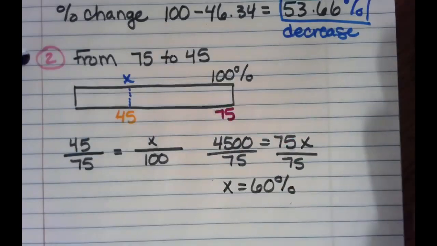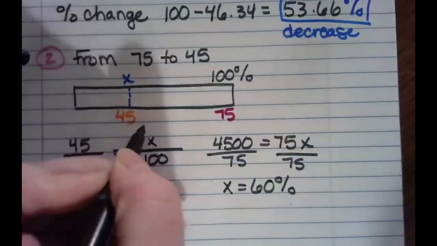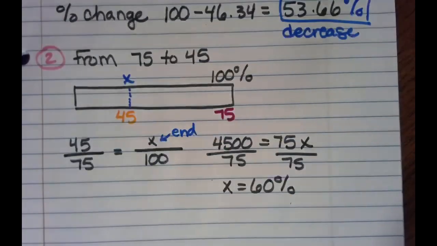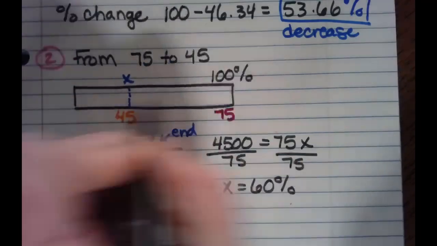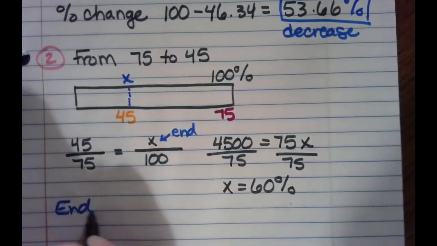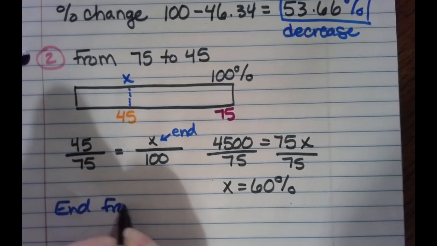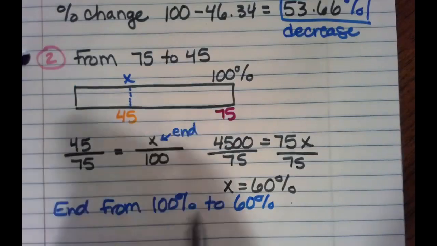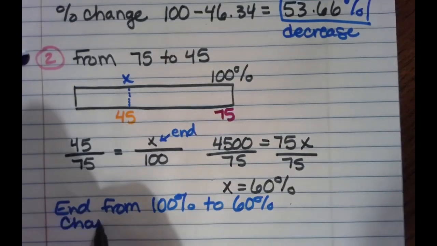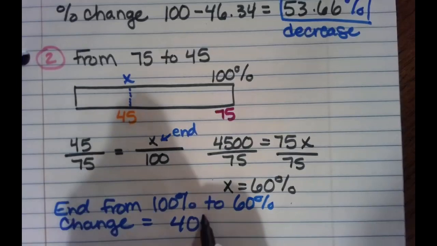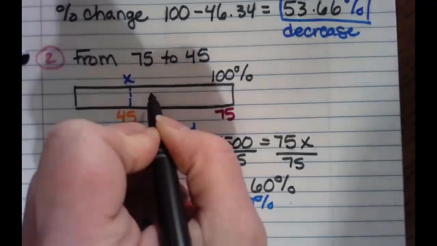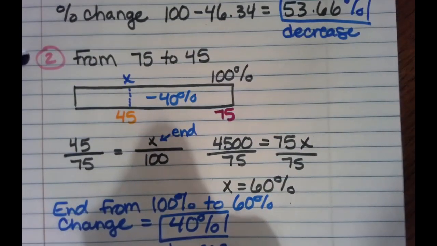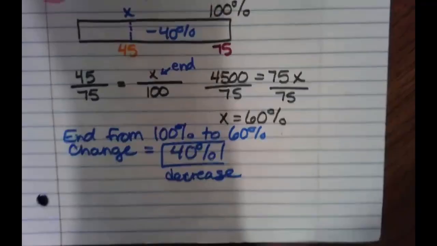Okay, so remember, that's not the answer. That's where we ended. All we were finding here is the end. Okay, we have to decide what was the actual change. So if we went from 100% to 60%, how much did we actually change? So our change in this case is 40%. We actually really changed 40%. And again, we have to write whether it's an increase or decrease. In this case, it is also a decrease. Whoop, off the page. There you go.